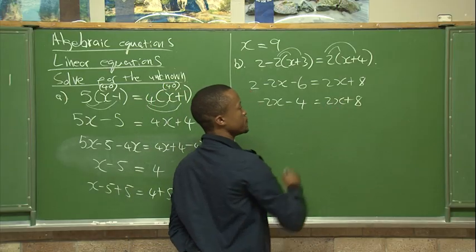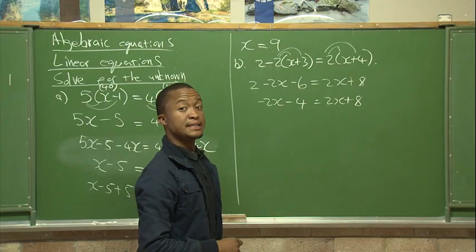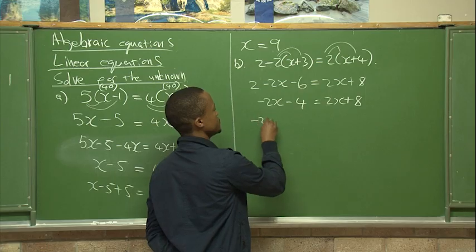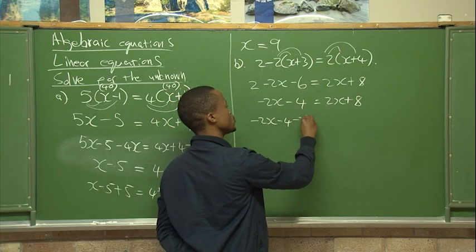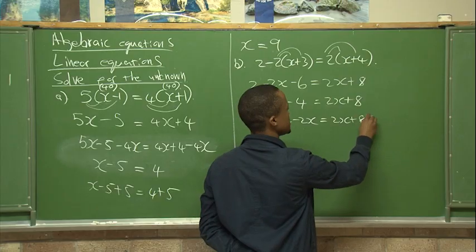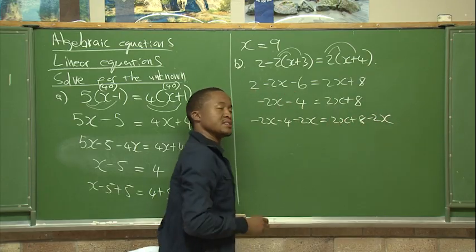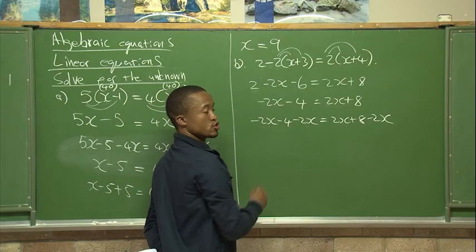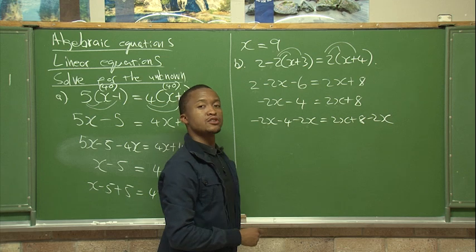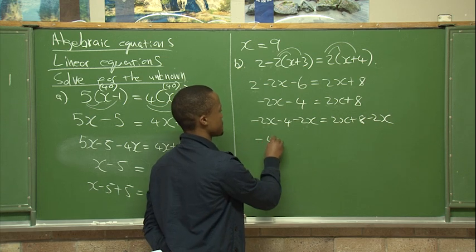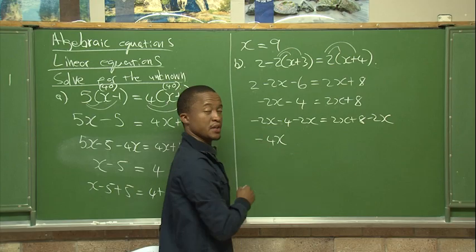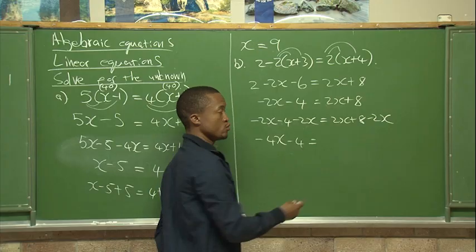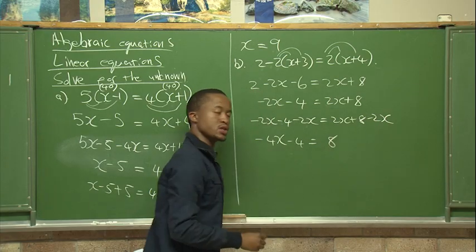Additive inverse of positive 2 will be negative 2. So we add negative 2 both sides of the equation. So we'll have negative 2x minus 4 minus 2x is equal to 2x plus 8 minus 2x, as that is the additive inverse of positive 2x. On the left-hand side, the two like terms, so negative 2x minus 2x will be negative 4x. The term of negative 4 is still there. Positive 2x minus 2x will be 0, so we'll be left with positive 8 as the term on the right-hand side of the equation.